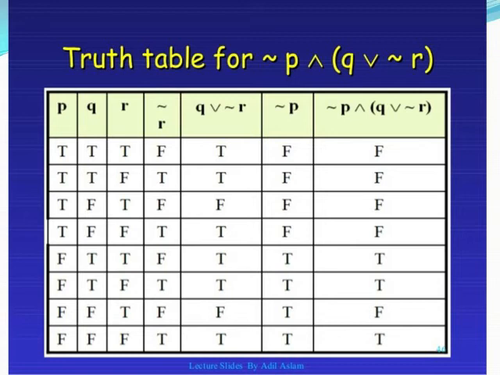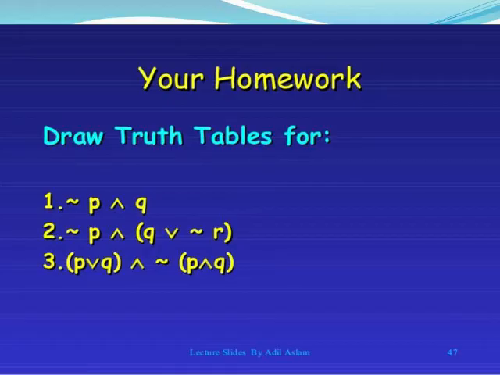So like that, then negation R will be, if R is T, then negation R will be F. Like that you have to write the column, and using the truth table of disjunction and conjunction we can complete this truth table. You must do it yourself. Okay, some exercise is given here. Draw truth table for negation P and Q. Next, negation P and Q disjunction negation are, like that 3 questions are given. You have to do it as homework and send it to me.